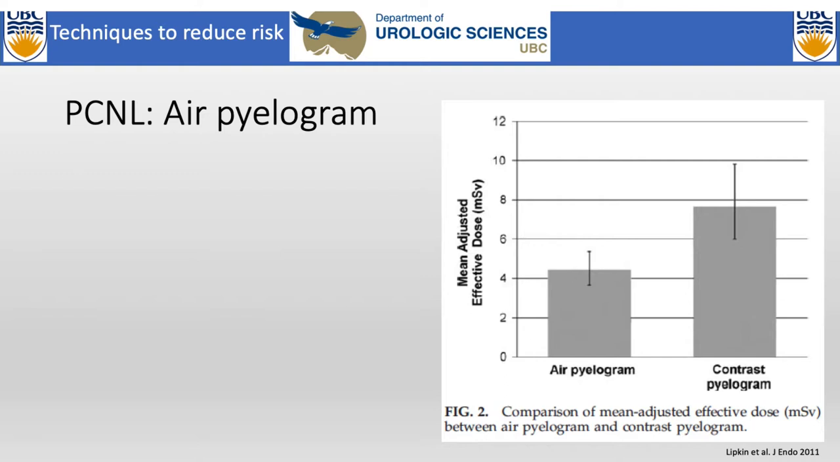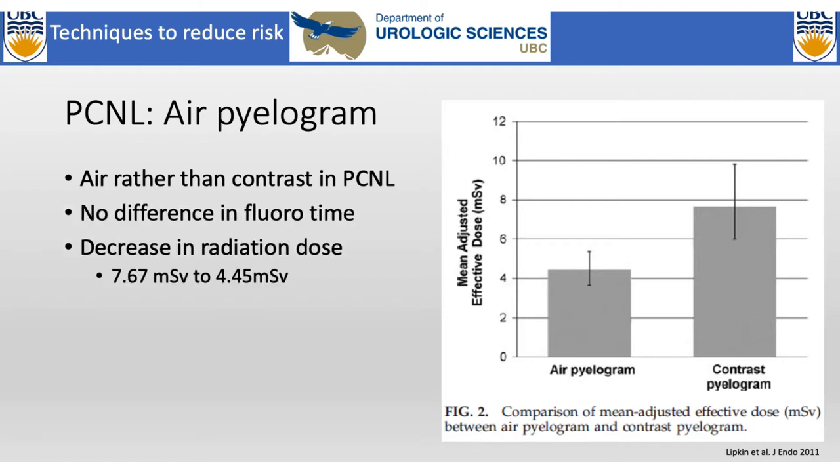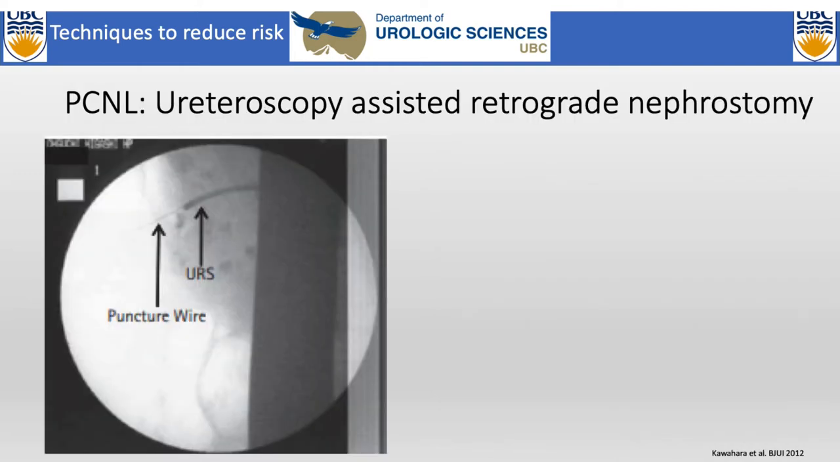A study out of North Carolina recently looked at air pyelogram. Going back to 1903, when the first cystogram was done, it was done with air. Air shows up on X-ray lighter than contrast. So if you put contrast in, you're automatically going to dose adjust up to increase your image quality. By using air rather than contrast, you can reduce the dose. They found no difference in fluoroscopy time. The radiation dose for a typical PCNL dropped from close to 8 down to 4.5 millisieverts per procedure. It's all related to how the dose adjusts to keep the image quality up.